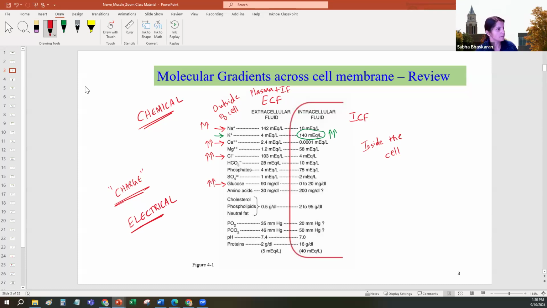Okay, are we good? So you should know the different gradients in terms of chemical versus electrical. Sodium, calcium, chloride, glucose are high outside the cell, whereas potassium is high inside the cell when compared to its concentration on the outside. And one more important piece of information is that chloride bears what charge?